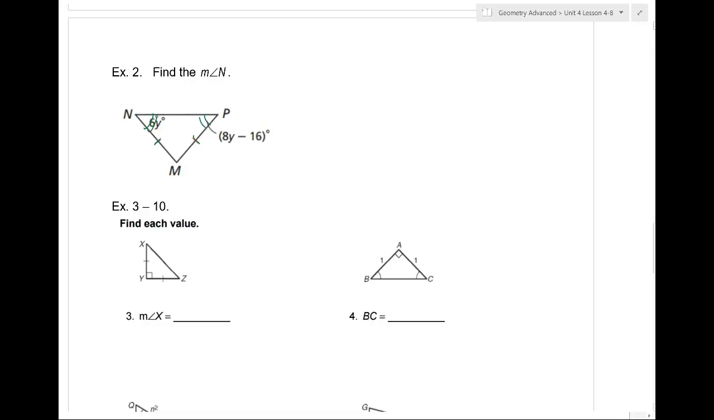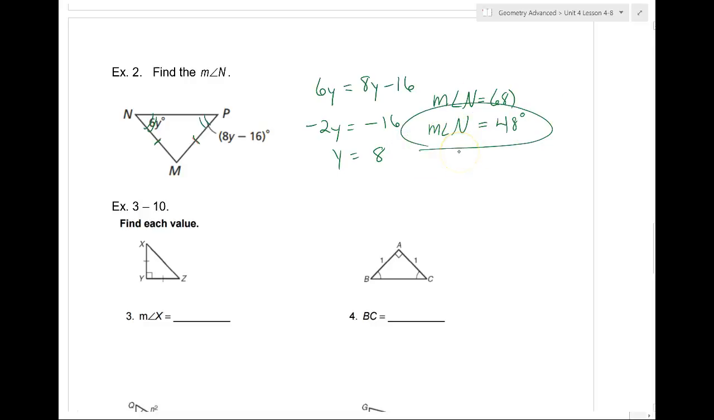And now it's going to be easy for us to solve for the variable and then for the angle. So I get here 6y equals 8y minus 16. So I'm going to move the 8y over. So again, negative 2y equals negative 16. What's y going to equal, you guys? It's going to be 8. All right, are we done? No, because that's not where we want to go. We want to find the measure of the angle. So the measure of angle N is equal to 6 times 8, which is how many degrees, scholars? 48 degrees. Good stuff.